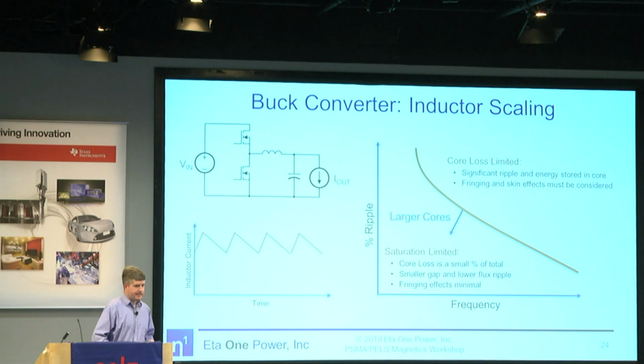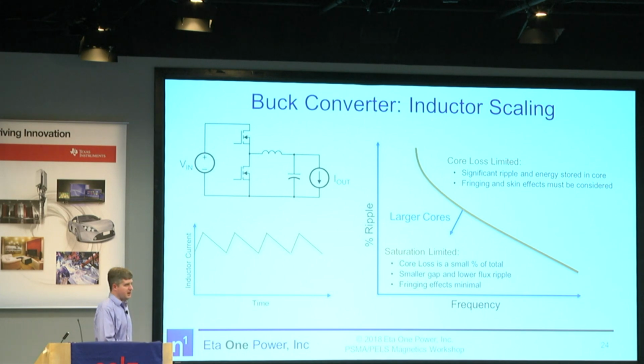Okay, so now let's talk about scaling. Everyone wants to make inductors smaller. That meets the number 2 goal, and indirectly the number 1 goal. If you make an inductor smaller, it's probably cheaper. So we'll start by looking at a buck converter. It's a very simple thing, but we have some ripple in the current of the inductor and a DC bias.